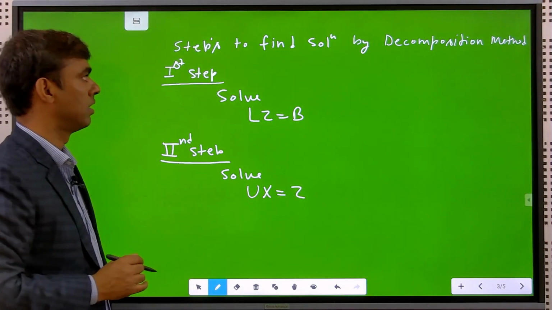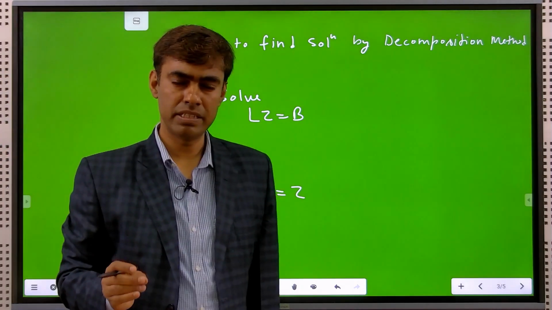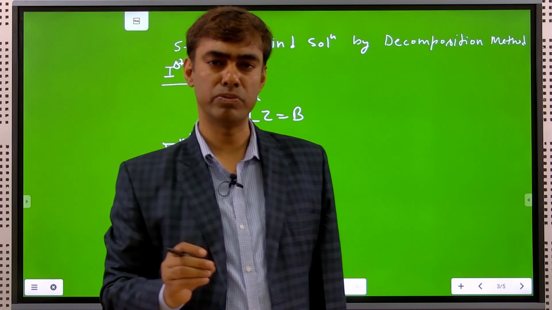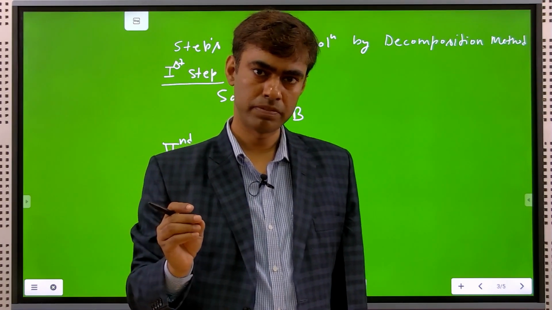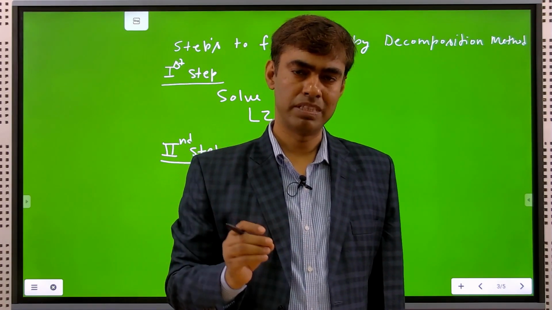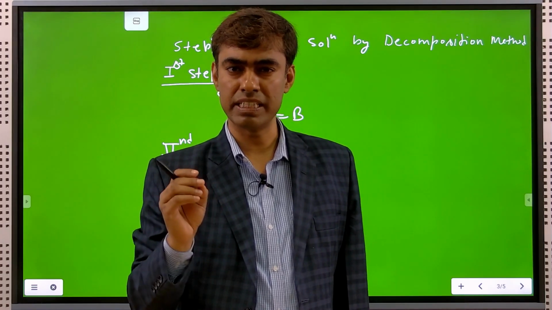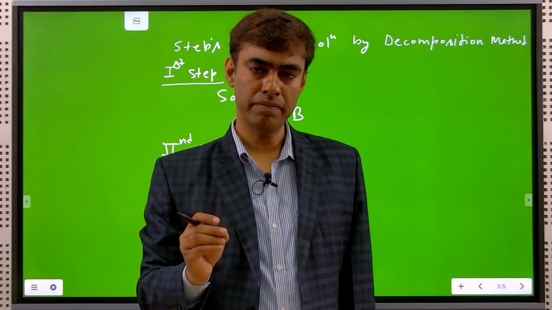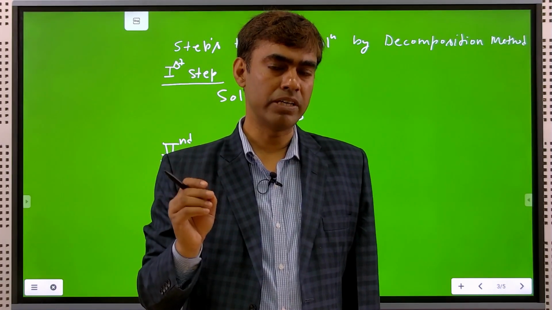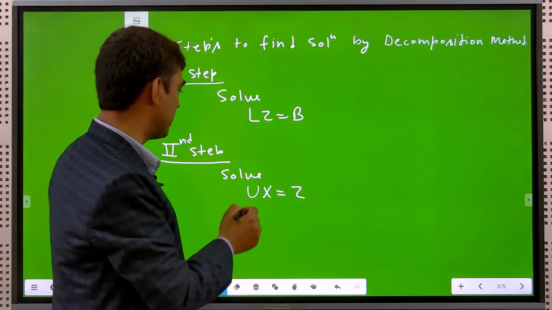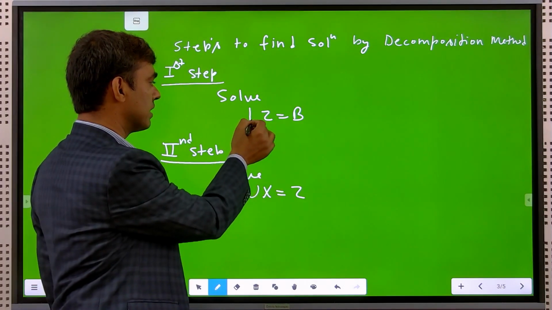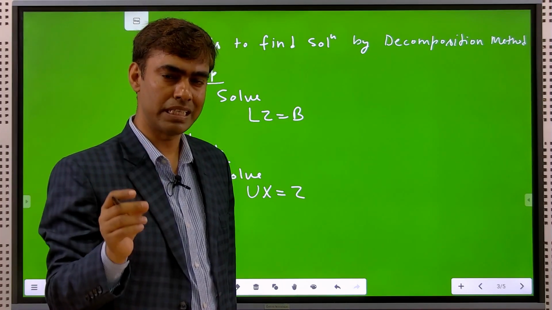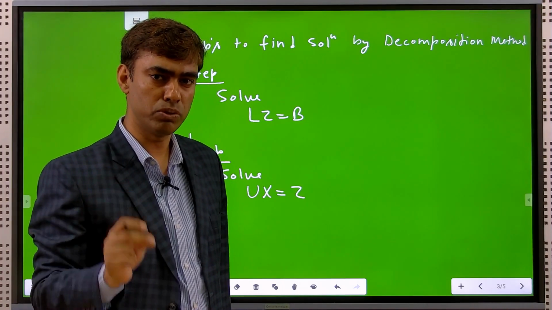So, in a decompose method or triangularization method, first of all we write the given system of linear equations into matrix form, then we decompose the coefficient matrix A into a lower triangular matrix and an upper triangular matrix. Then putting the value of A equal LU and again putting Ux equal Z, we find the equation Lz equal B, where Z is a column vector containing the unknowns Z1, Z2 up to Zn.